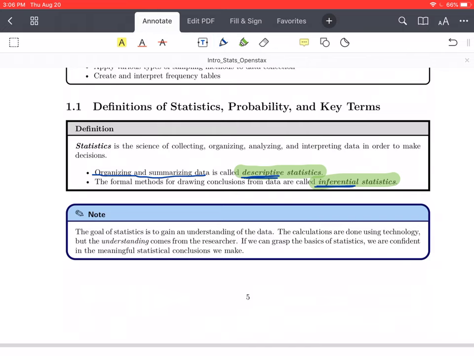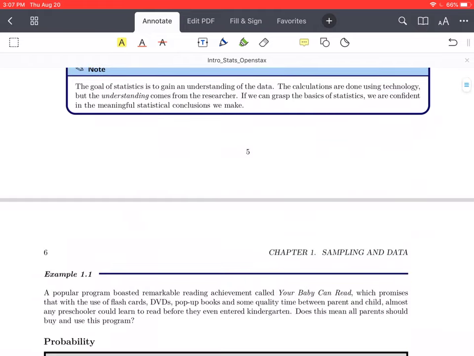The goal of statistics is to gain an understanding of the data. The calculations are done using technology, but the understanding comes from the researcher. If we can grasp the basics of statistics, we are confident in the meaningful statistical conclusions we make. A lot of the hard part of statistics is done using the technology, but we still need to be able to draw appropriate conclusions from that, or else it doesn't really mean anything.